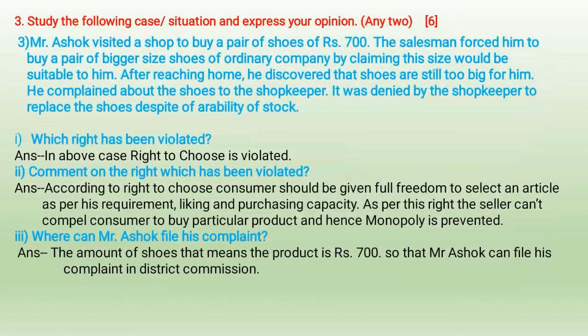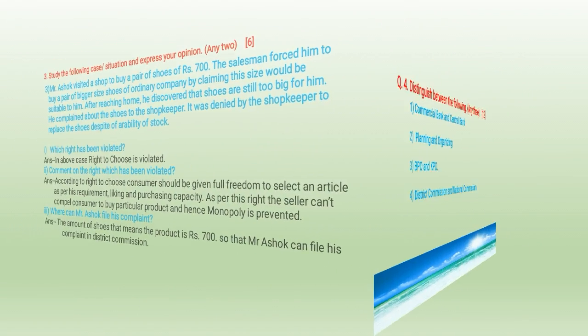The third question is, where can Mr. Ashok file his complaint? The amount of shoes, that means the product, is rupees 700 only, so that Mr. Ashok can file his complaint in district commission. In this way, we have completed 3 questions. Let's see the number 4.